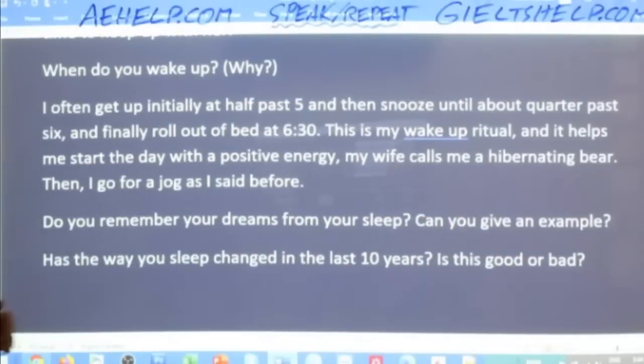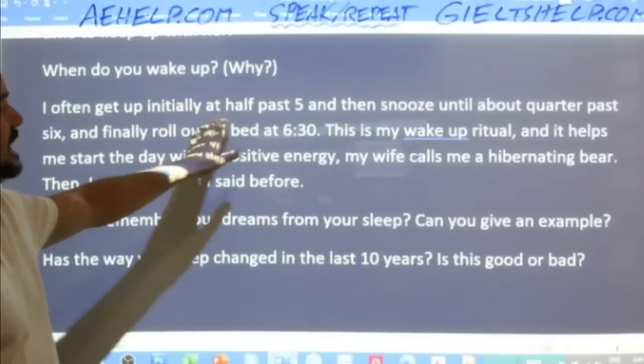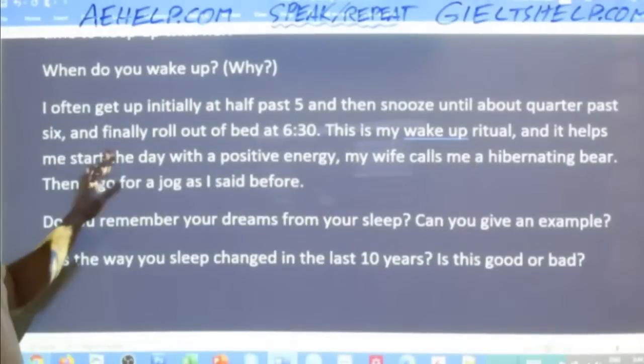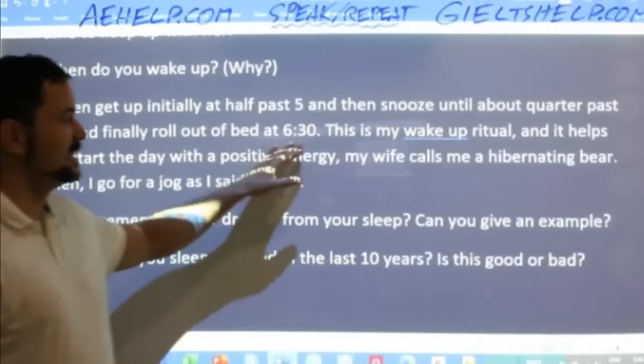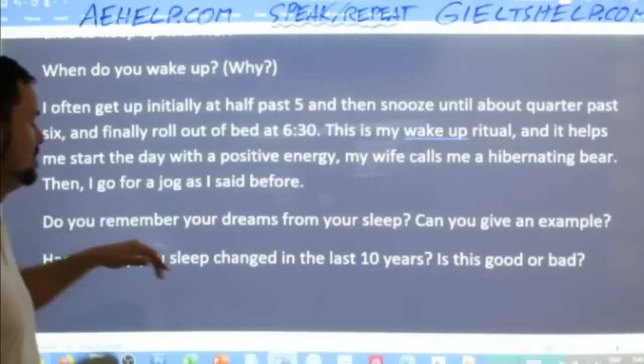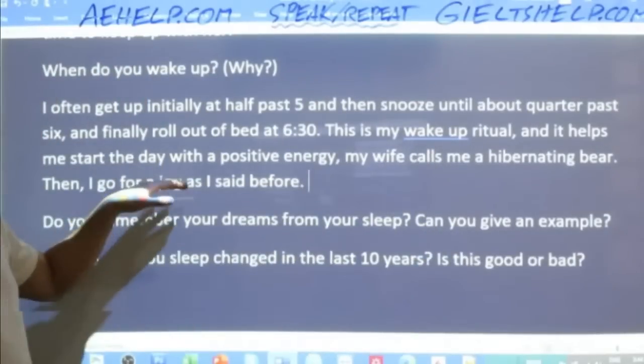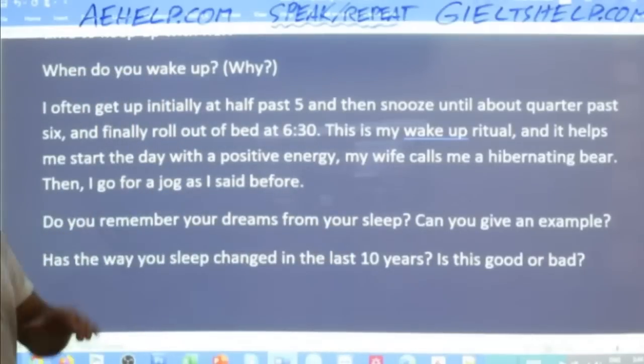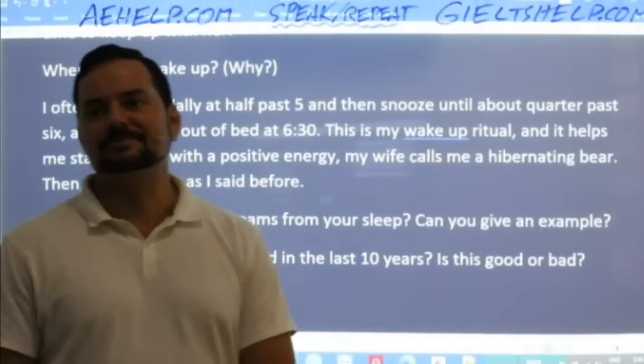Okay, here we go. Repeat after me. When do you wake up? I often get up initially at 5:30 and then snooze until about 6:15 and finally roll out of bed at 6:30. This is my wake up ritual, and it helps me start the day with a positive energy. My wife calls me a hibernating bear. Then I go for a jog, as I said before.